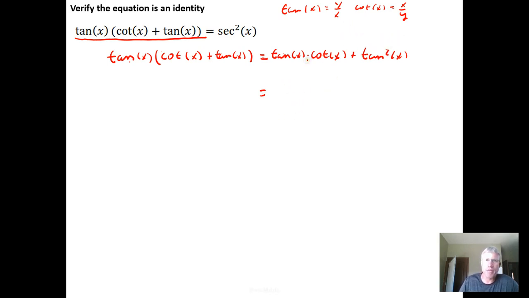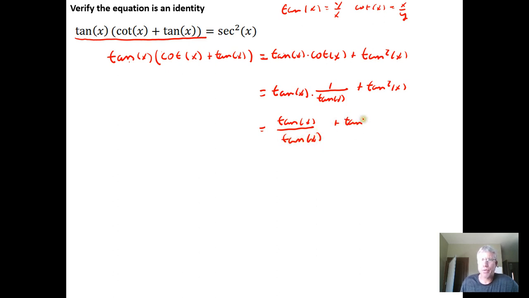If I don't recognize that offhand, I can use the reciprocal identity to rewrite the cotangent function as 1 over the tangent function. And this would be plus the tangent squared of x. And tangent times 1 over tangent is just tangent of x over tangent of x plus tangent squared of x. And tan x over tan x, as long as tangent isn't 0, this ratio is 1, so we get 1 plus the tangent squared of x.